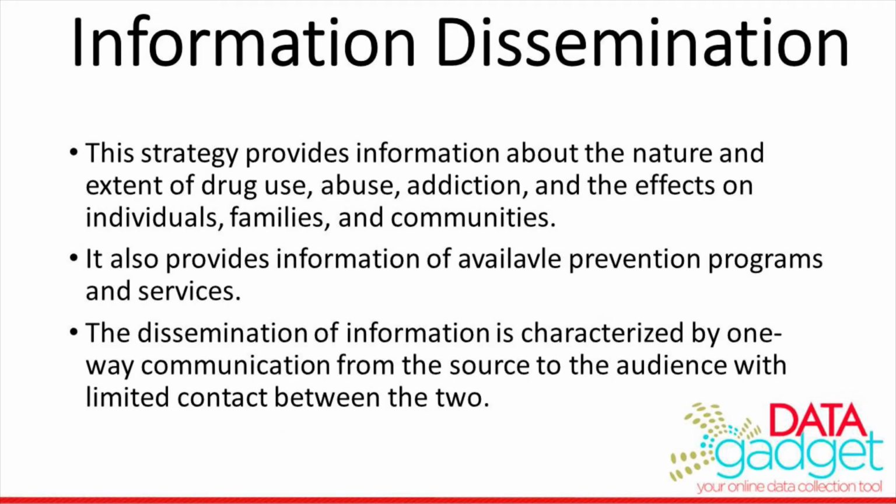Information dissemination is a strategy that provides information about the nature and extent of drug use, abuse, addiction, and the effects on individuals, families, and communities. It also provides information of available prevention programs and services. The dissemination of information is characterized by a one-way communication from the source to the audience with limited contact between the two. Think if you're at a health fair and you only have a few seconds with someone that comes to your booth and you hand them a brochure, that would be information dissemination.